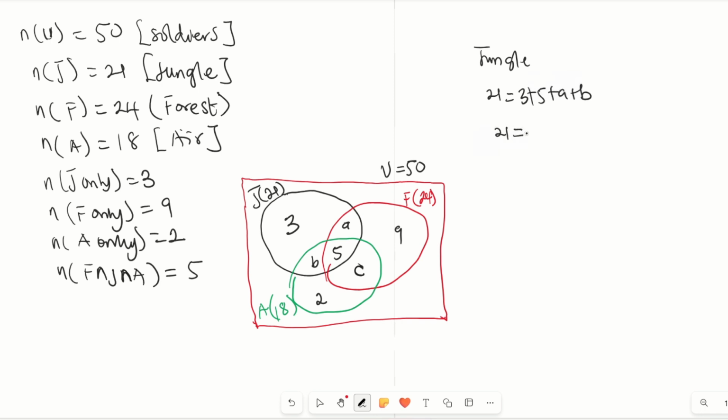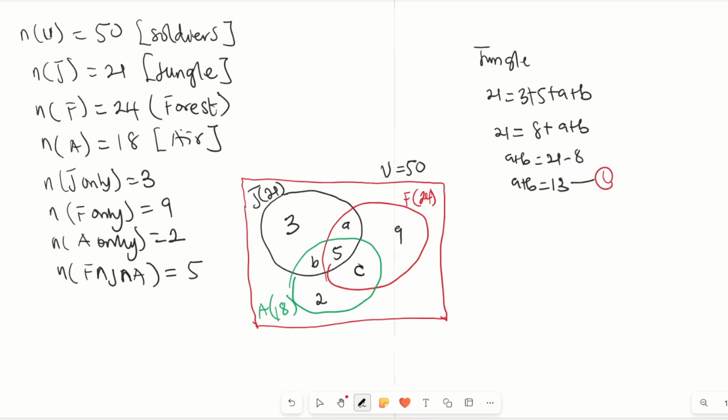So we have 21 is equal to 8 plus A plus B. Now it means that our A plus B should be equal to 21 minus 8. So A plus B is equal to 13. So we get an equation. Let's call this equation 1.